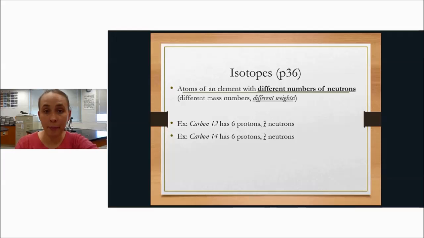Isotopes, we talked about them at length in class and did an activity with them. They are atoms of an element with different number of neutrons, which means they have a different mass number. They weigh a different amount. So carbon-12 is your example here. It has 6 protons, and you should know the amount of neutrons it has by subtracting the number of protons from the mass number. Carbon-14 will have 8 neutrons instead of 6, like carbon-12 has. Because it is heavier, it has more neutrons.